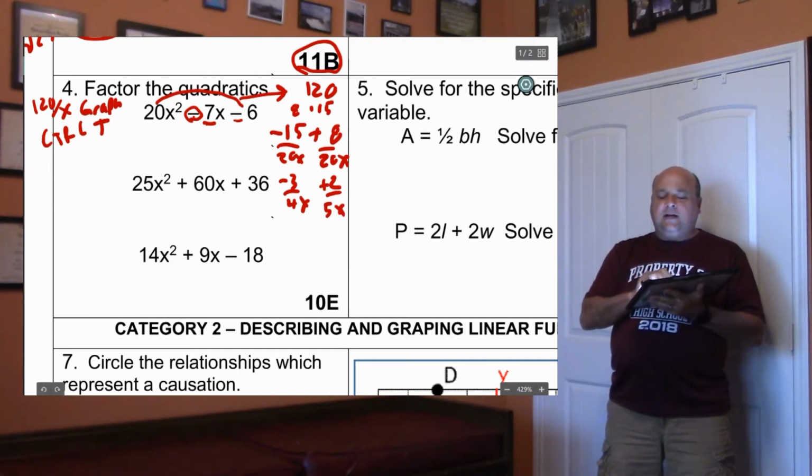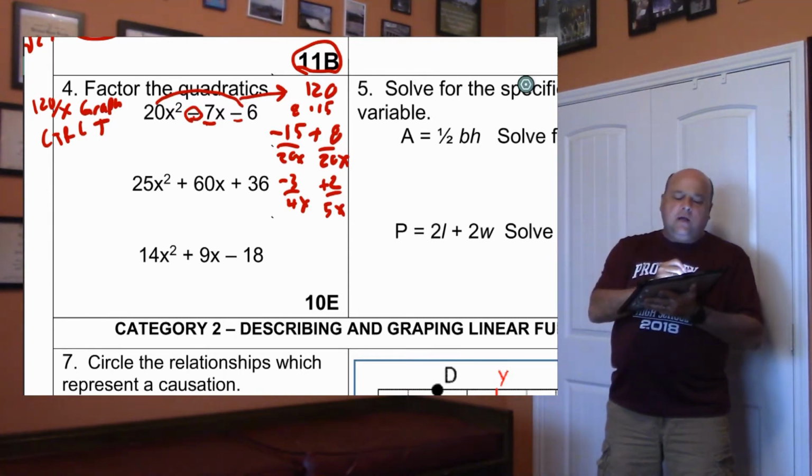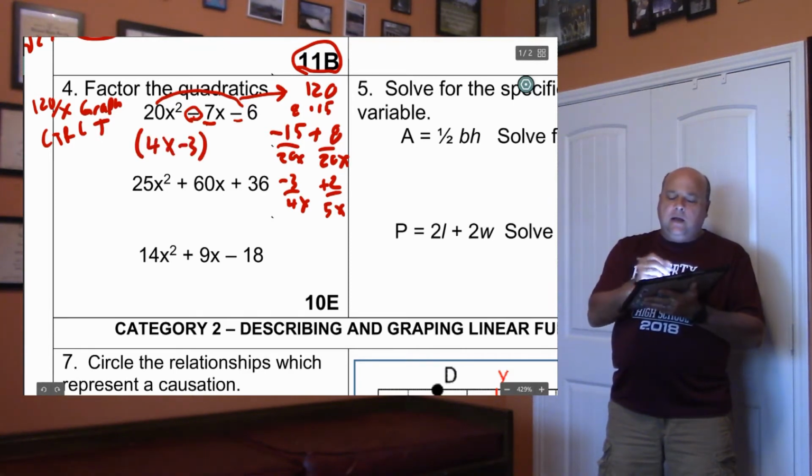Now then, -3 times 2 is -6. 4x times 5x is 20x squared. Ding, ding, ding. Those are my factors. So my factors are 4x plus or minus 3 and 5x plus 2.